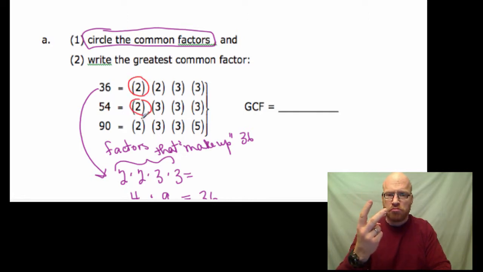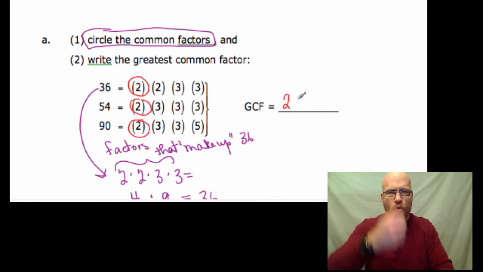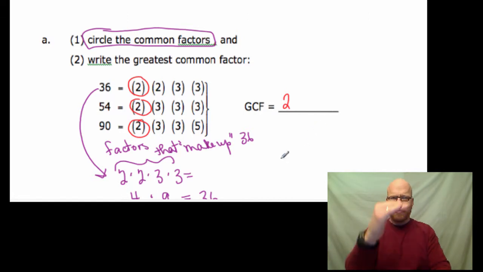2, 2, and 2. They all have a 2 inside of them. We'll put that over here. The first one has another 2, but the rest of them do not. So there's no other 2 in there. Now look at 3. They all contain a 3. Put that over here now.